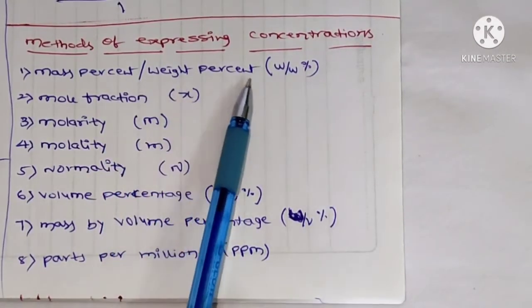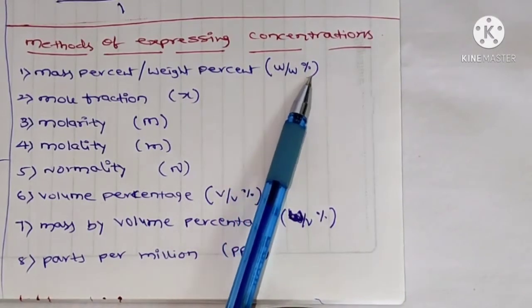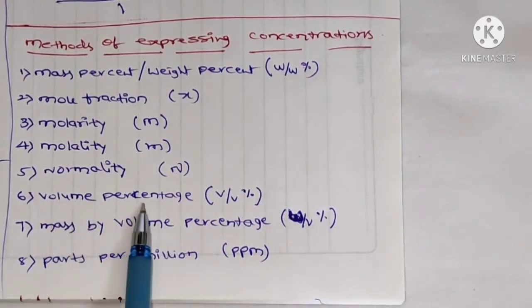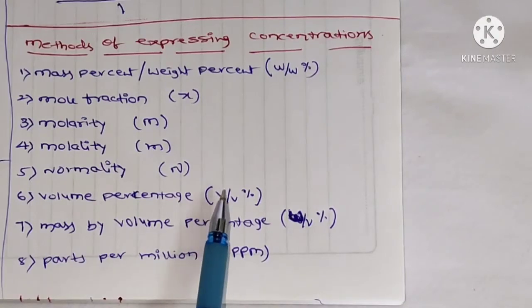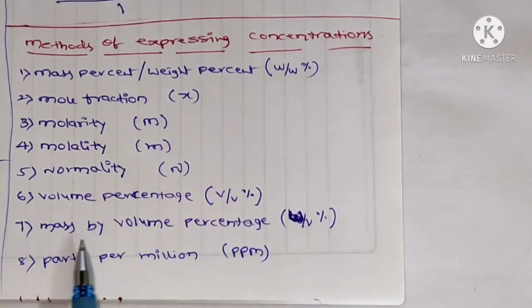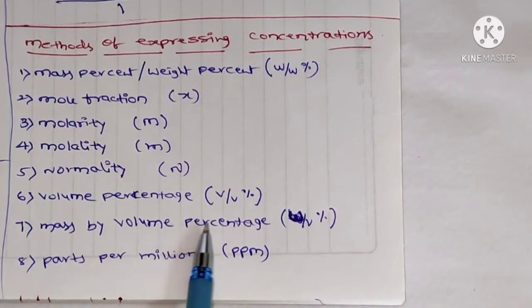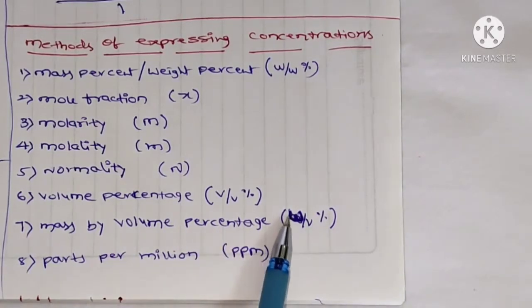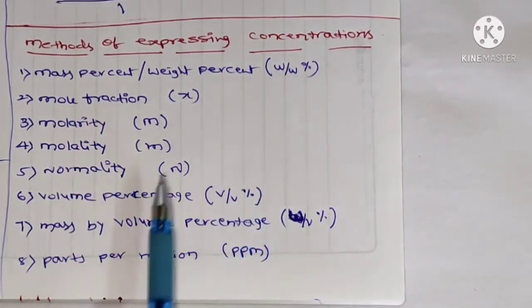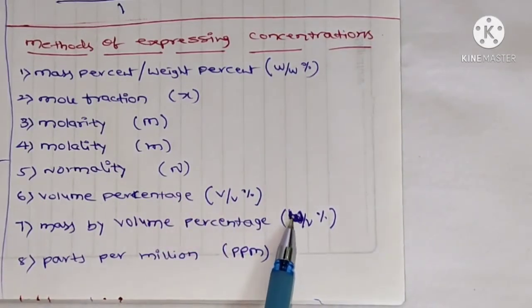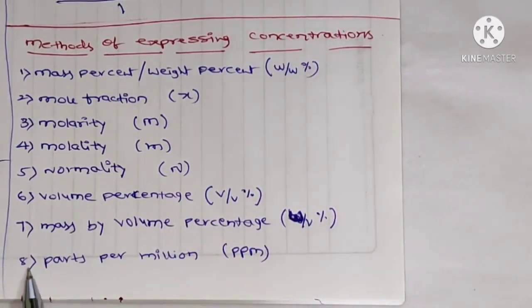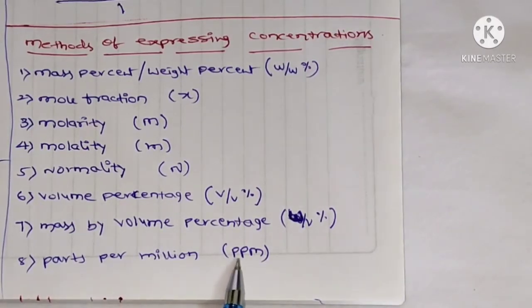Mass percentage or weight percentage is represented by W by W percentage, and volume percentage by V by V percentage. And the seventh one, mass by volume percentage. Mass W, volume V, so W by V percentage. And the last, eighth one, is parts per million, represented by ppm. So there are eight ways of expressing concentration.